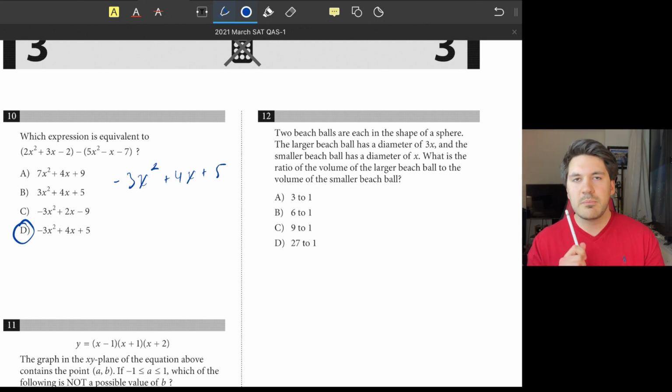The place where people make most mistakes with this kind of question is when they screw something up with the negatives. Like they'll do a double negative or something and forget to turn it into a positive.